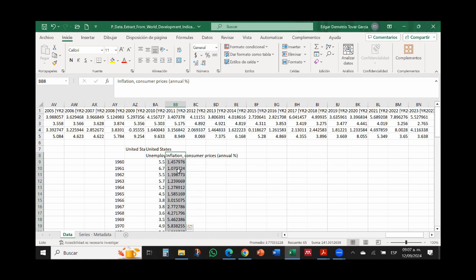Don't forget, for Excel, when you are making the scatter plot, the first column is always the horizontal axis, and the second column is always the vertical axis. This is the reason I copy and paste from here, to have the order that Excel is expecting. Then I will be selecting these two columns. But don't forget, actually, it's not unemployment that is important.